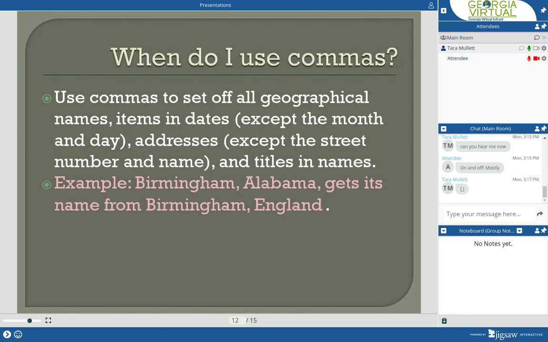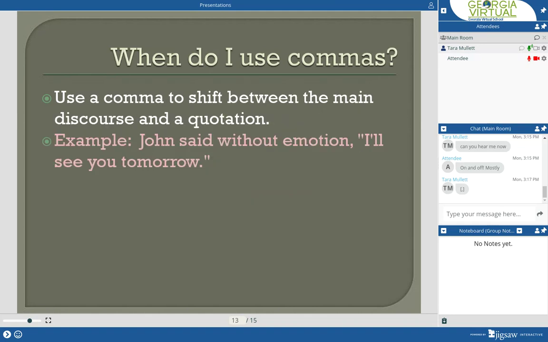Moving on. Use commas to set off all geographical names, items, and dates except the month and day, addresses except the street name and number, and the titles in names. For example, Birmingham, Alabama gets its name from Birmingham, England. Okay, I'm not going to spend too much time on this rule. There's no example there. There's no practice on that one.